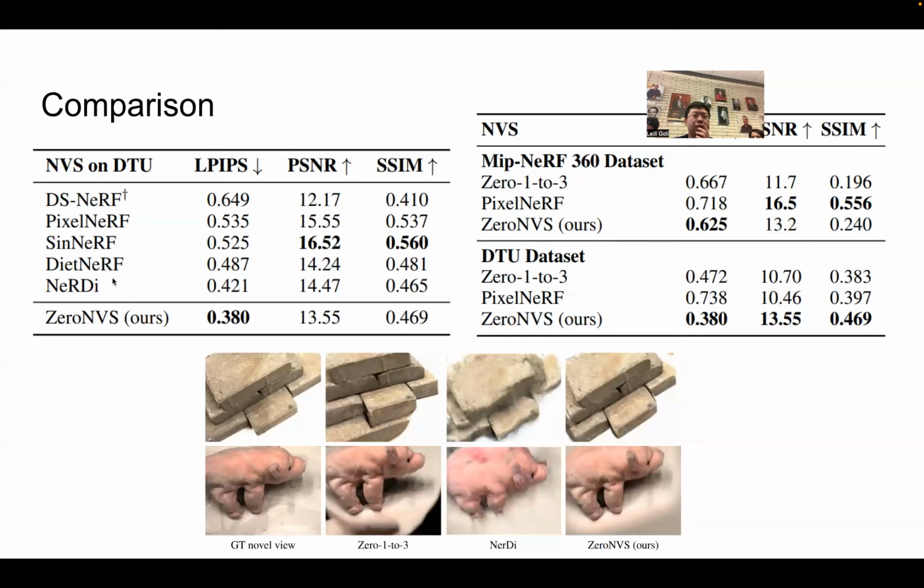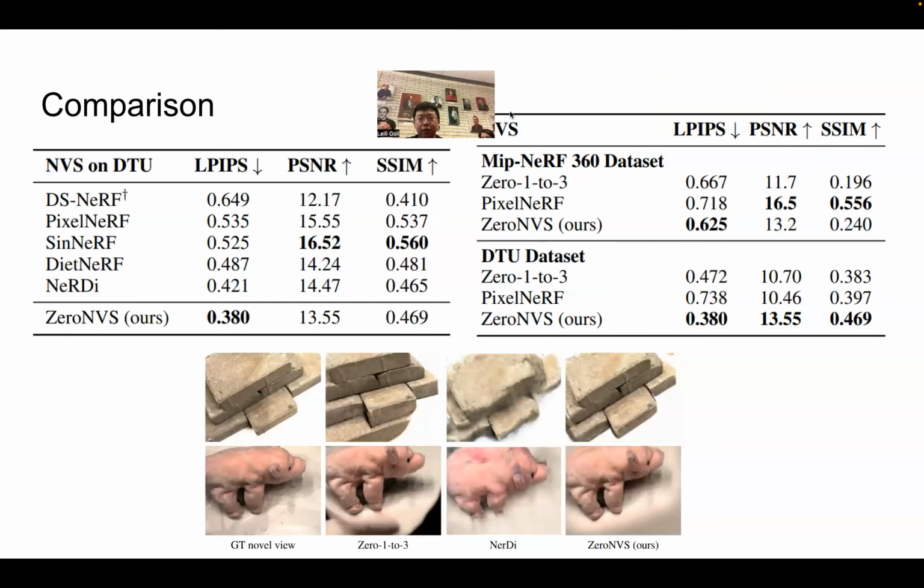Those approaches are fine-tuned on the DTU dataset, but ZeroNVS only does inference directly. And you can see in terms of LPIPS, it's better. Yeah, but the PSNR is not super good because there can still be some misalignment between the prediction and the ground truth.